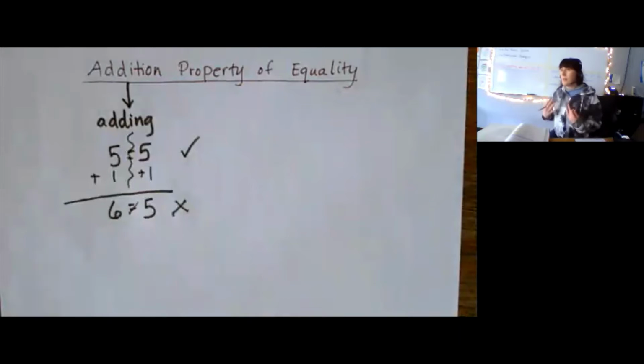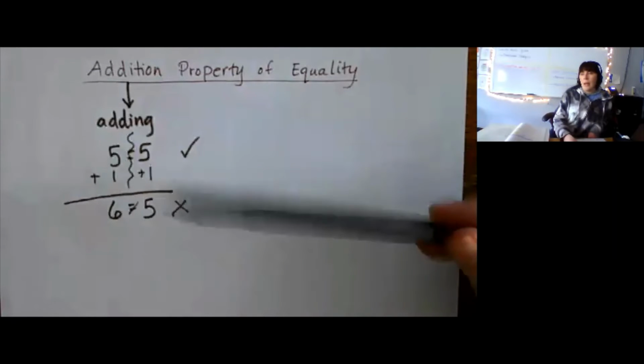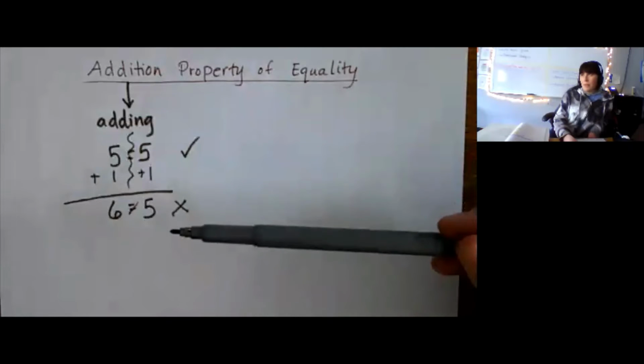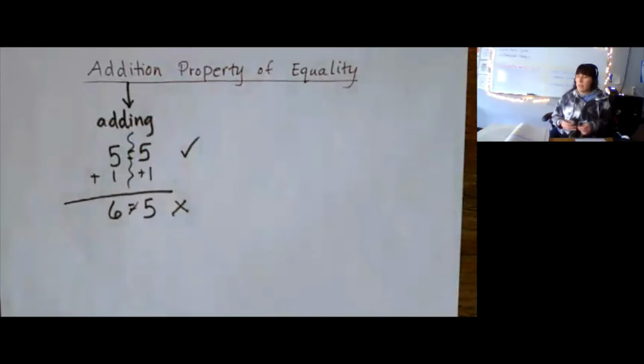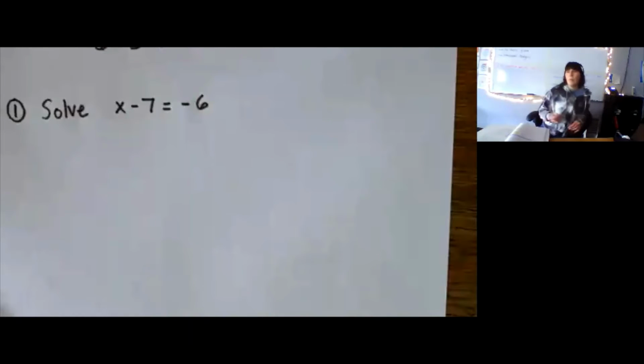Now, that was just a simple example using numbers, and that's pretty easy to tell whether you're doing something right or not because it's just got values. We can look at this and say 5 is equal to 5, and 6 is not equal to 5. But now we're going to actually add some variables in here. So let's look at our first example. So the first example says solve x minus 7 equals negative 6.